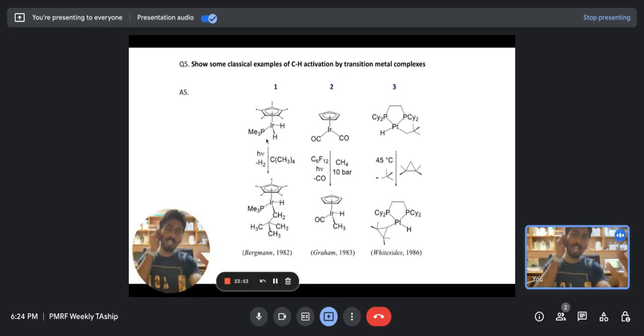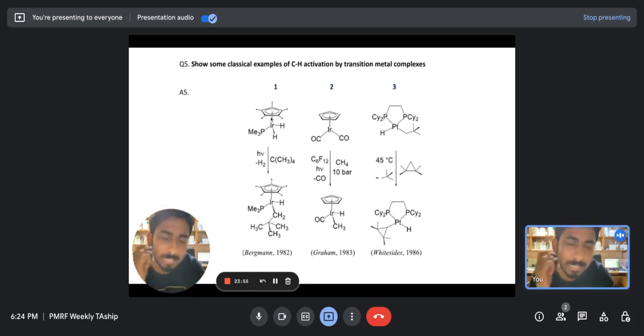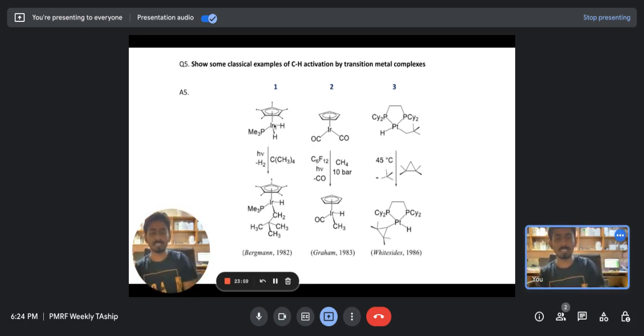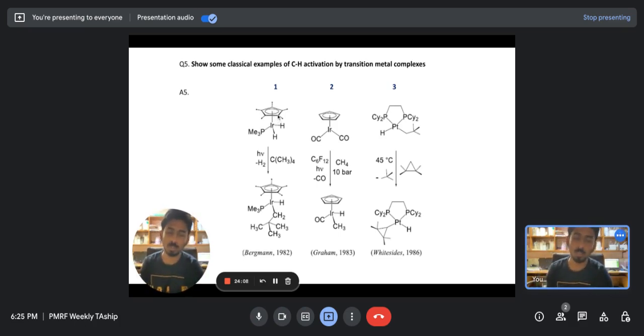Firstly, we will do the electron count. These are three mononegative ligands, so iridium is plus 3. Iridium 3 is a d6 configuration metal. The Cp* minus is a 6 electron donor. You know that Cp minus, the eta 5 Cp minus ligand, is a 6 electron donor.